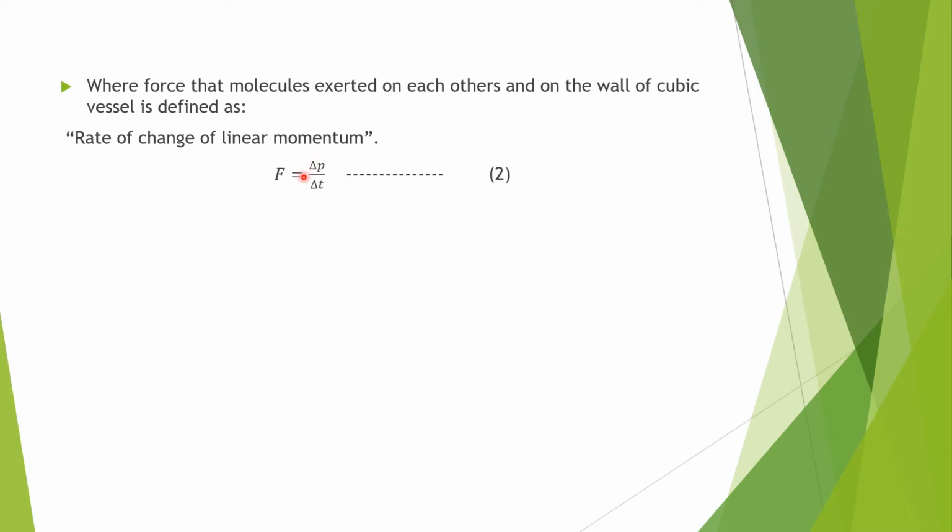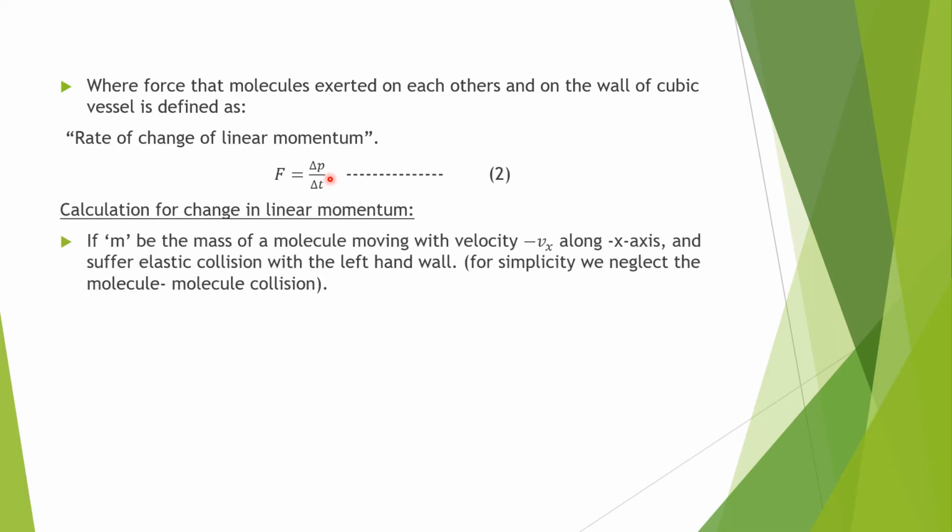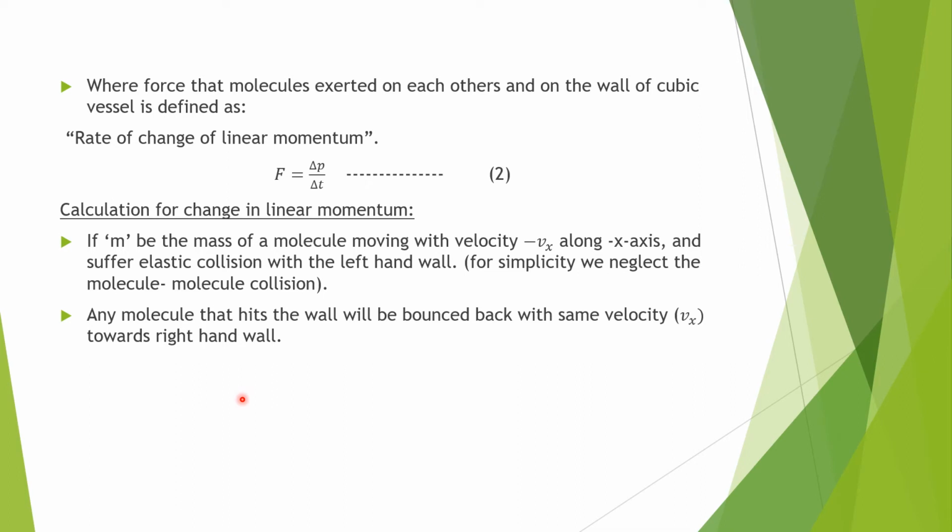To get the value of force, we have to calculate the change in linear momentum of a particle or molecule and the time required to complete that collision. For the change in linear momentum, we assume that small m is the mass of a molecule moving with velocity negative vx along the negative x-axis and suffering an elastic collision with the left-hand wall. When the molecule collides with the wall, it bounces back with the same velocity towards the right wall.